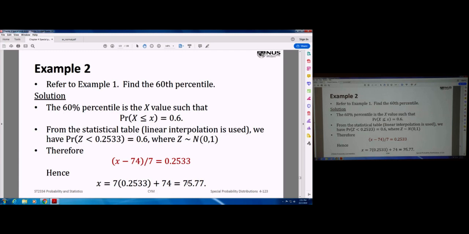So what does that represent? It means that basically 60% of the class get 75 marks or less essentially.